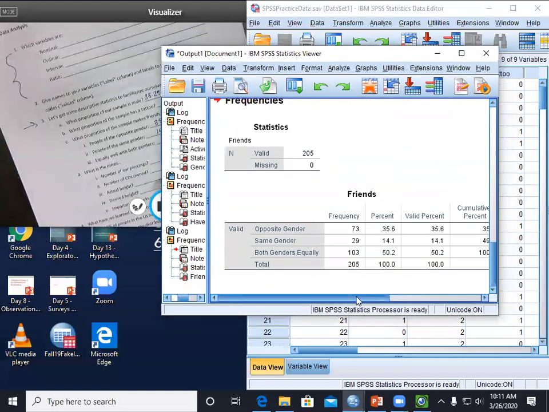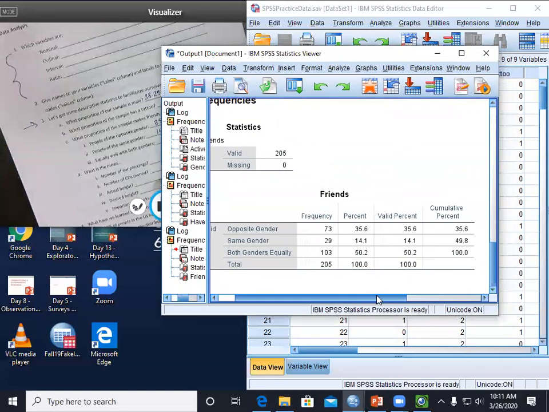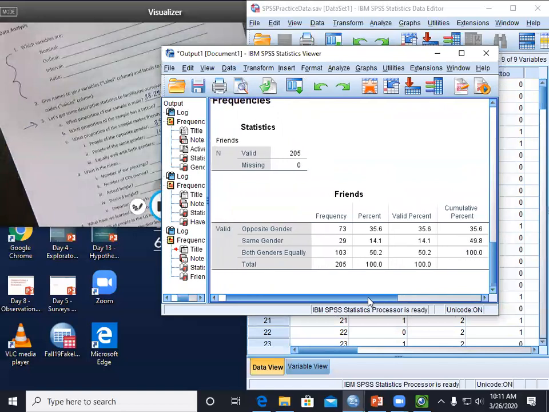One thing I want to point out here, that you may come across one day if you're learning SPSS: we have these two columns here, percent and valid percent. In our data set, these two columns are the same because we have no missing data. Everyone answered all 205 questions. We can see nobody skipped this question because it says 0 next to missing.